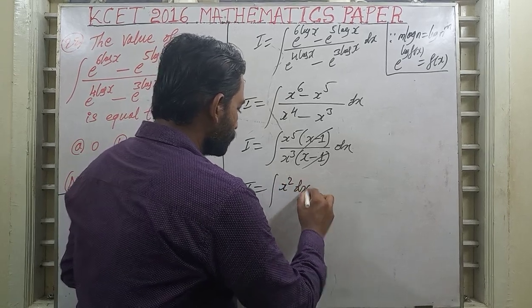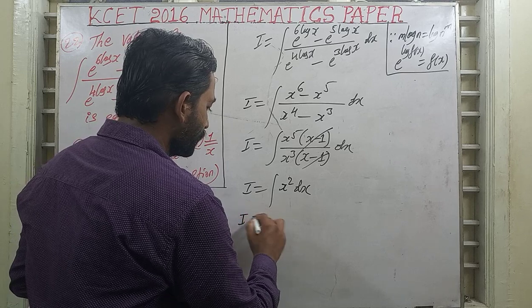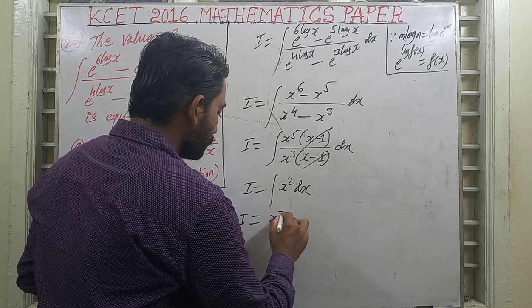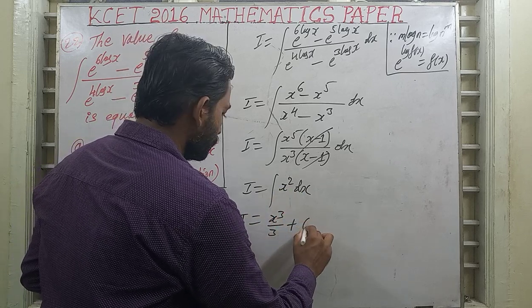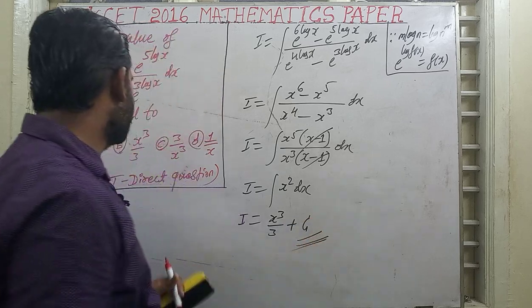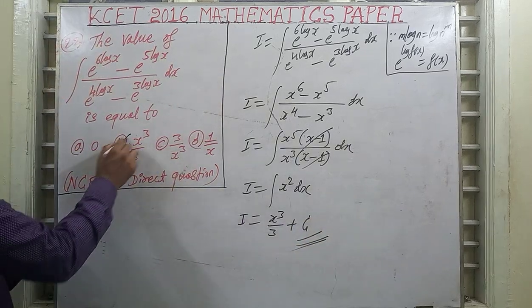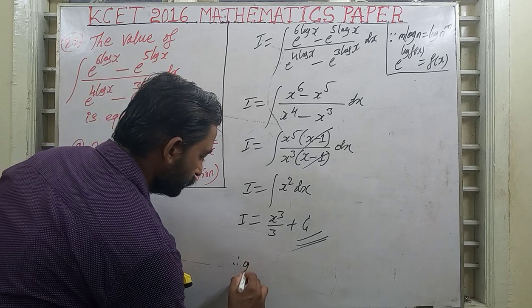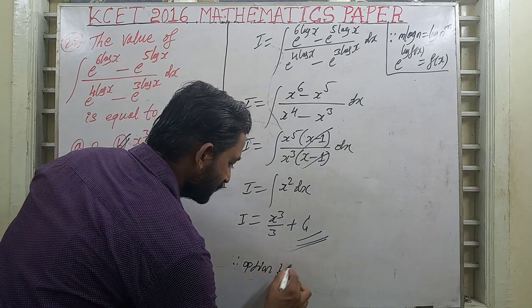with respect to x. So integrate with respect to x, means x to the power of 3 divided by 3 plus c. So option D is the good answer. Therefore option B is correct.